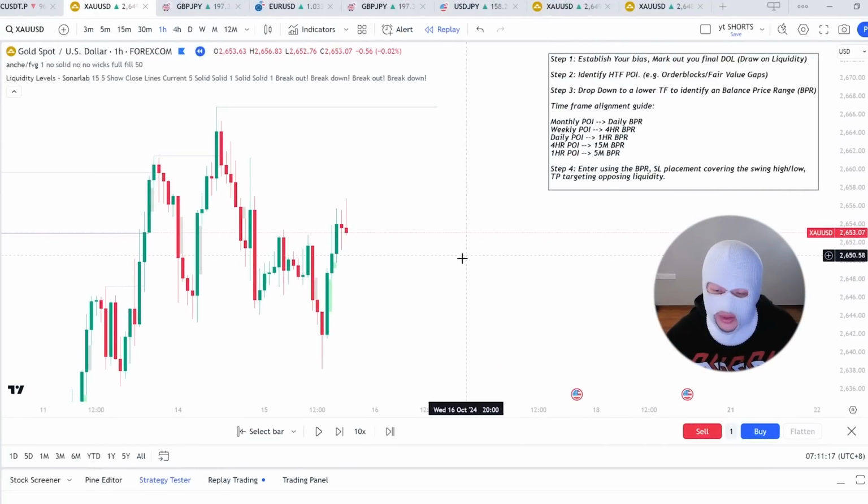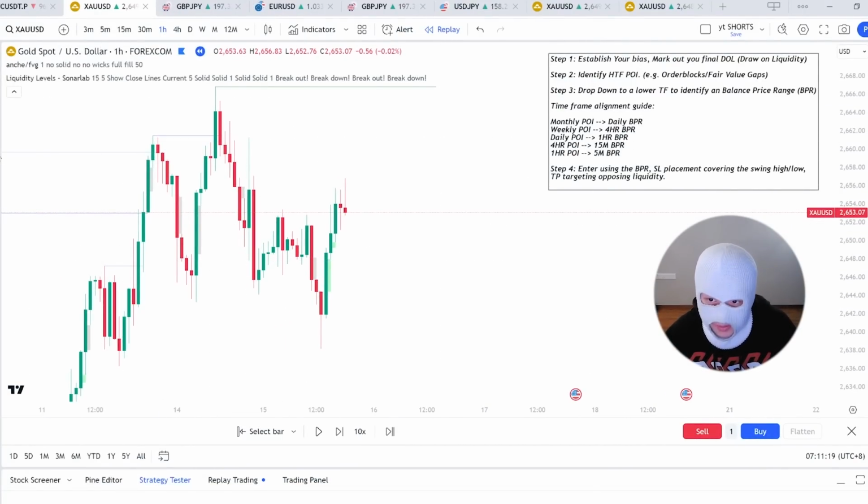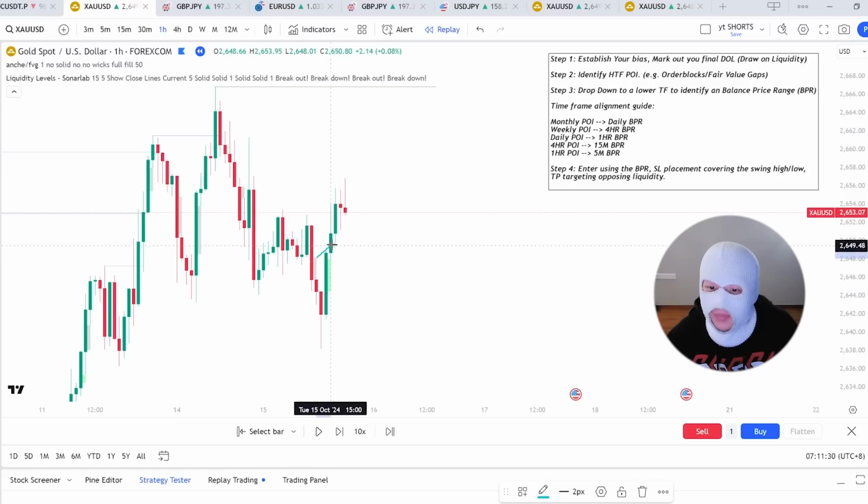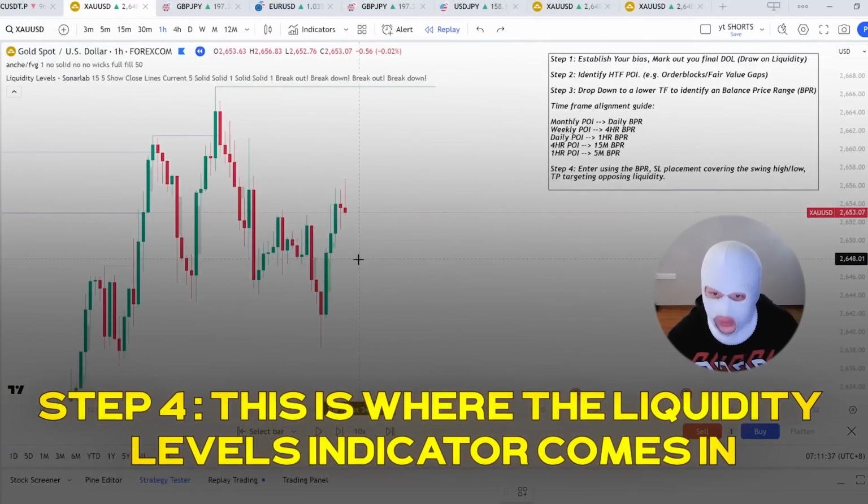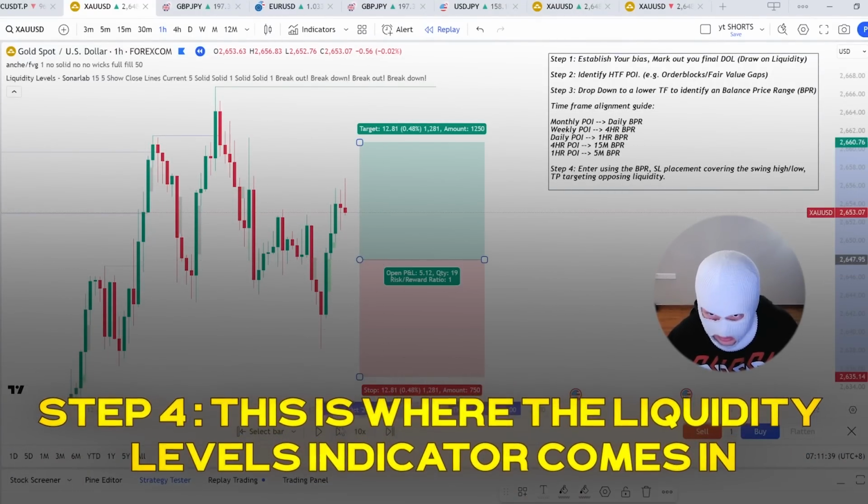Drop down to the lower time frame to look for a BPR. Again, I want to reiterate, since we have created a daily bias on the daily time frame, use the 1 hour to find an entry. There it is, 2 overlapping fair value gaps as shown by the indicator. That's our entry trigger. The last step is where the liquidity levels indicator comes in.